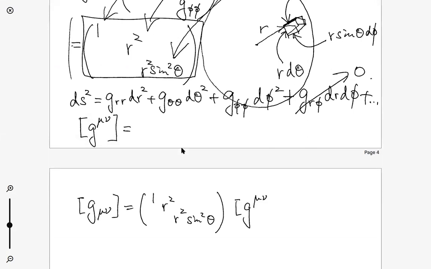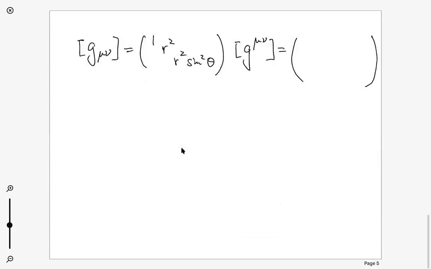Then what about the inverse metric? Can anybody quickly remind us about this? Okay, Yato and Liv have mentioned something like this. Okay, 1 here, and then 1 over r square, and then 1 over r square sine square theta. Okay, very good. This is the exact answer for the inverse metric.